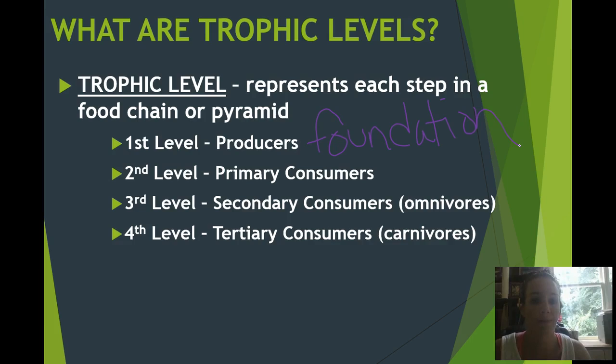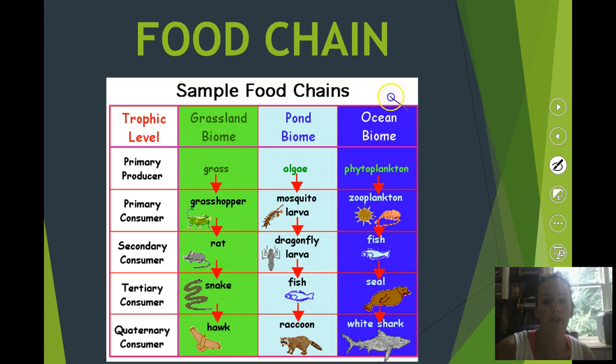So here's a couple examples of some food chains. So we have three different biomes that you'll see across the top here.